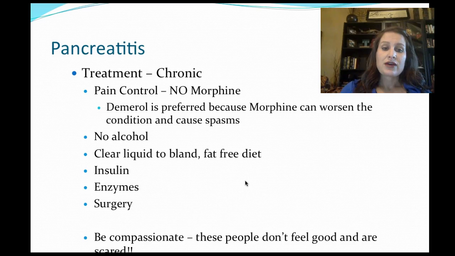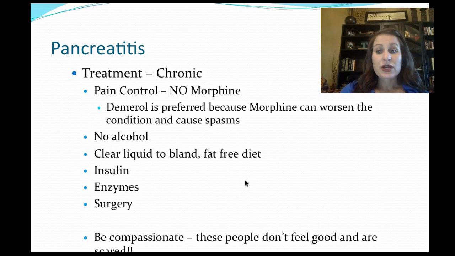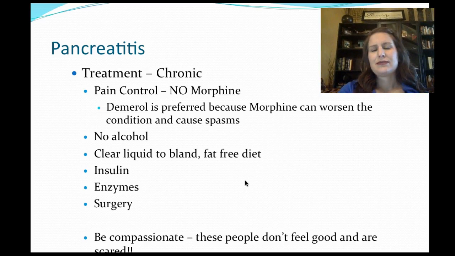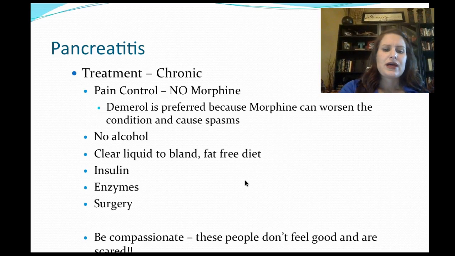For treatment of chronic, it's a little bit different. We will use pain control. We're not going to use morphine. Demerol is preferred because morphine will worsen the condition and cause more spasms, and morphine usually isn't really good with any kind of GI issue. It's not the best pain control for that.